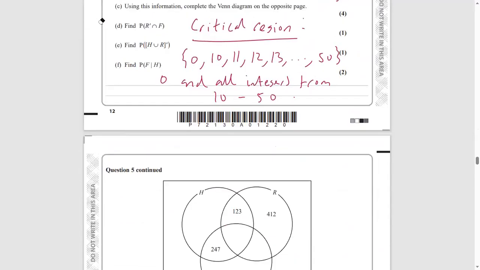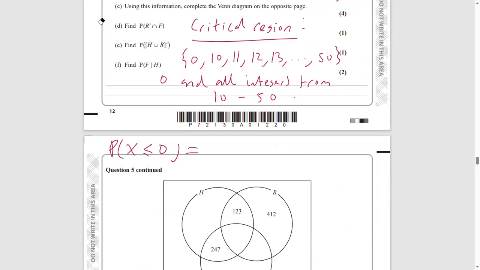So we've got on the lower side of the distribution 0, and on the upper side of the distribution 10, 11, 12, 13, all the way up to 50. So the probability that x is less than or equal to 0. This is what the question wants us to find out. So let's work this out.